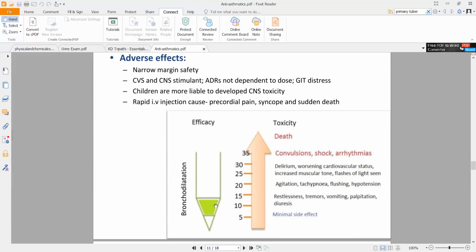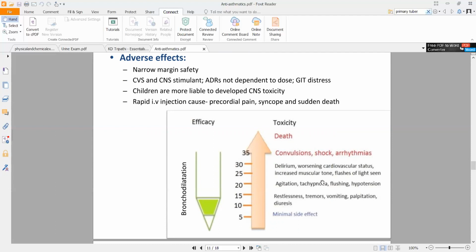So if you can see this part here, as you keep on going further and further, ultimately it will lead to death. And the dose that is causing death is not very high, it is just 35 mg, versus the dose that is used therapeutically, which is 5 mg. That is only a 30 mg difference. So if you are giving the drug theophylline, if you are not careful about it, the patient will develop side effects very quickly. And they will progress pretty quickly, in the sense that initially there will be restlessness, tremors, vomiting, all of that.